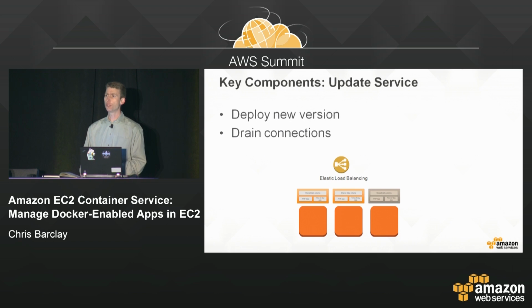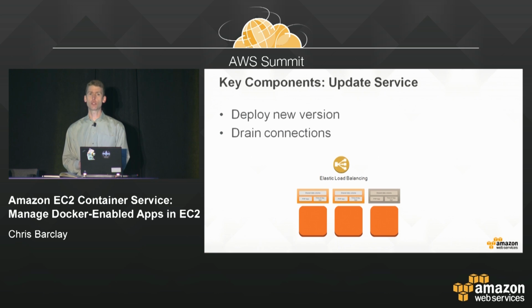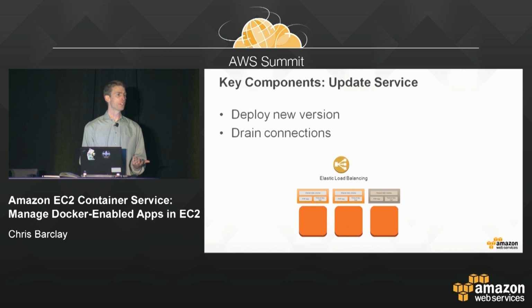I can also update it to deploy new versions. I can reference a new task definition revision, and the service will stop the tasks that were running the previous revision and start tasks running the new revision. All the while, it's still interfacing with ELB if you've asked it to use ELB, so it'll drain the connections before it stops the task.